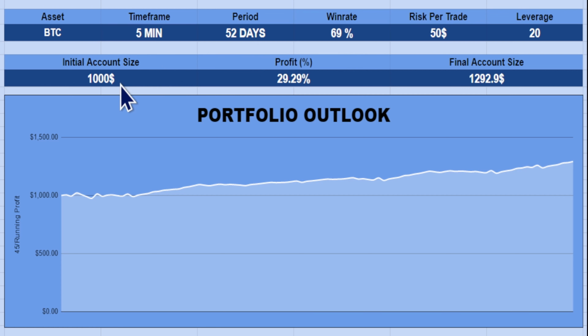If you have $1,000 as capital in your portfolio and use $50 per trade with 20 times leverage, you will end up having a 29.29% increase on your portfolio size, which will total to $1,292.9 in final account size. Now that's the end of the strategy. I hope you learned more in this video.